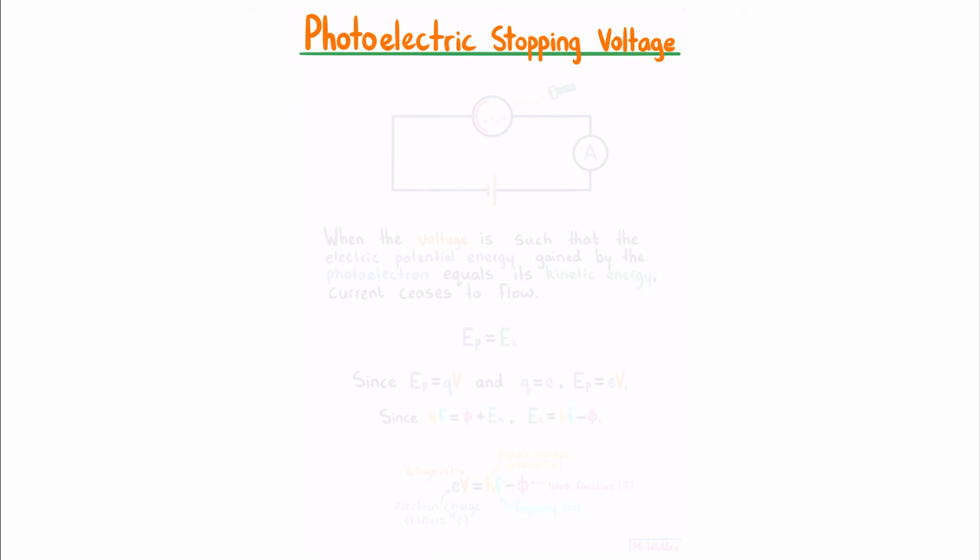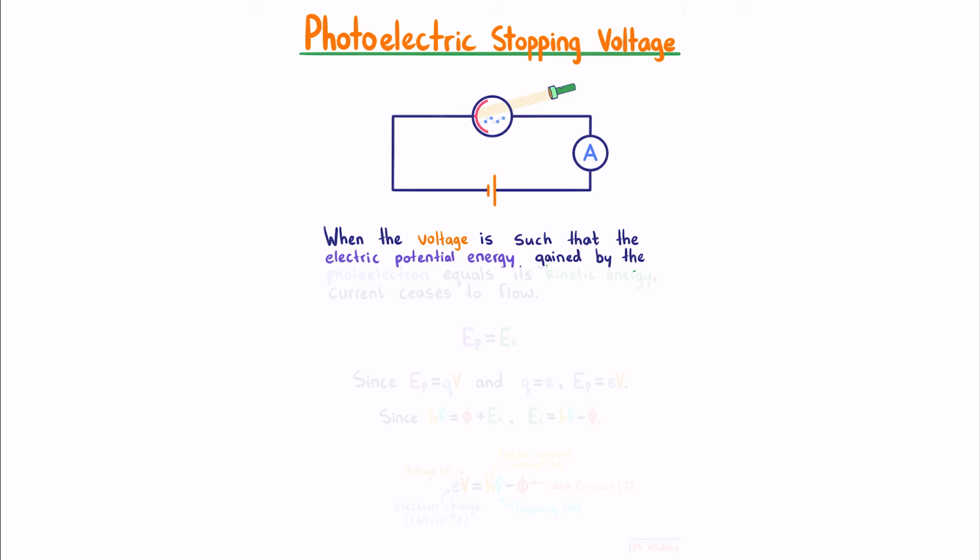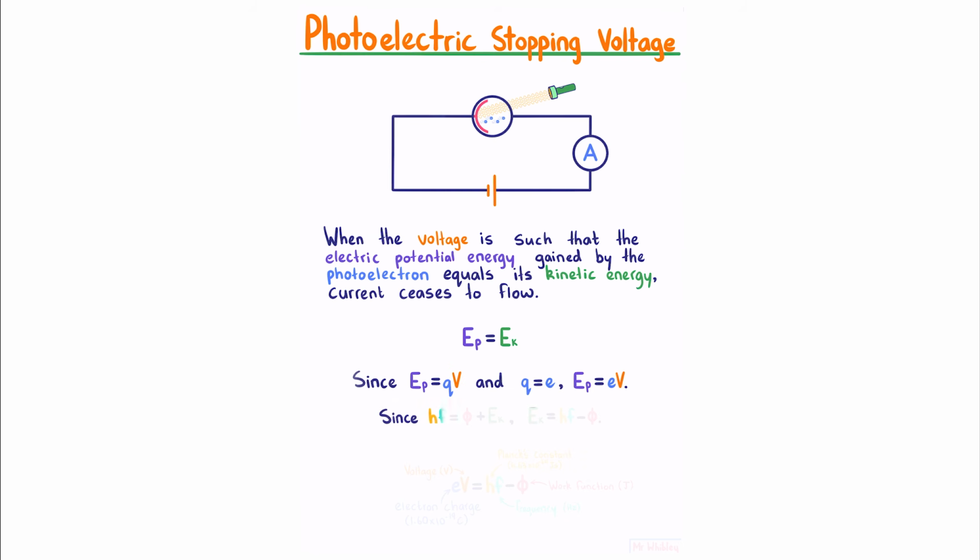Photoelectric stopping voltage. Consider the following circuit with a photoelectric cell, a voltage source, and an ammeter. When the voltage is such that the electric potential energy gained by the photoelectron equals its kinetic energy, current ceases to flow, and so our electric potential energy equals our kinetic energy. Since Ep equals QV, and our Q is the charge of our electron e, Ep equals eV. Since our photon energy is equal to our work function plus our kinetic energy, we can rearrange this for Ek. Knowing that these two are equal, we can replace Ek with eV.